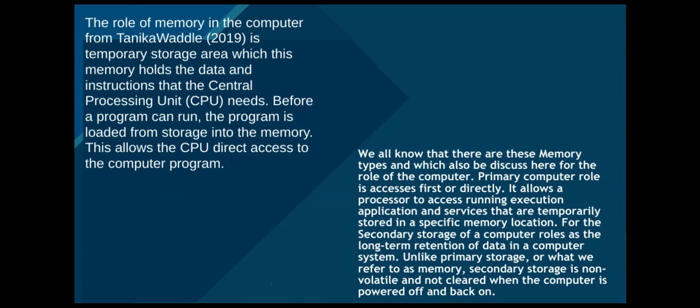And then we all know that there are these memory types, which are also discussed here for the role of the computer. The primary role is to be accessed first or directly. It allows a processor to access running execution, applications, and services that are temporarily stored in a specific memory location. The secondary storage of a computer serves as the long-term retention of data in a computer system. Unlike primary storage, or what we refer to as memory, secondary storage is non-volatile and not cleared when the computer is powered off and back on.